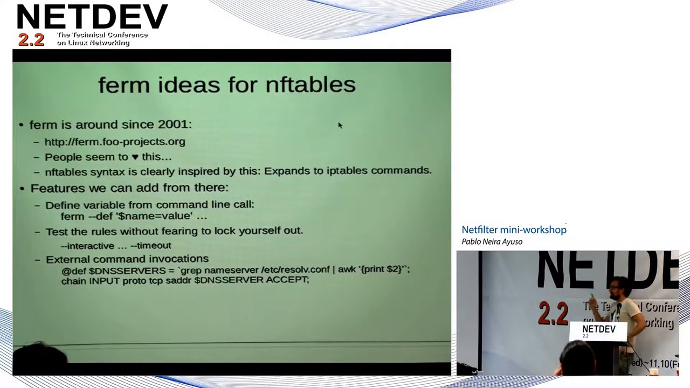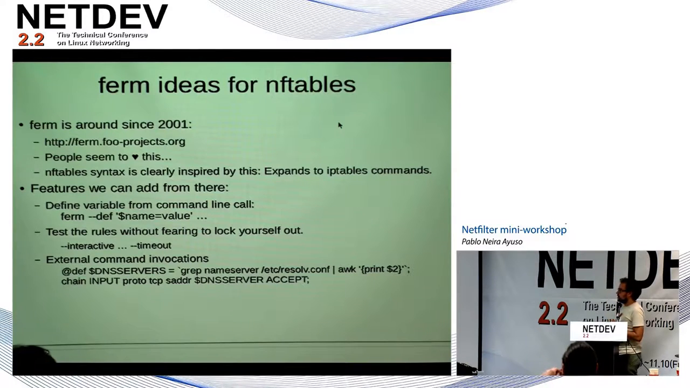So it's basically just printing a question like, would you like to apply the rule set, after just typing ferm --interactive, and you can specify a timeout. If you say yes, then it applies the rule set. Otherwise, if you don't say yes, it's just going to roll back and takes you to the previous situation. So in case you are on an SSH session, you are going to recover control of the system, right? Quite useful. So this is something that we would like to have.